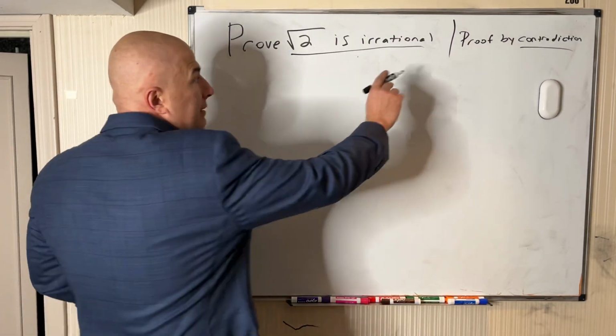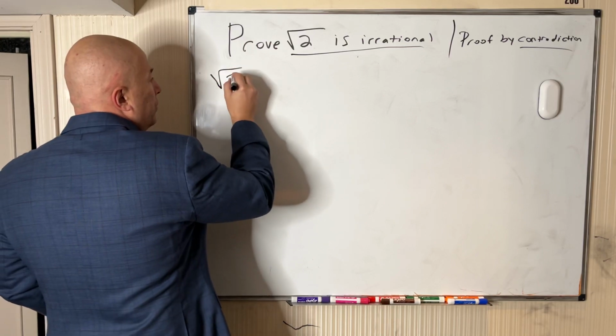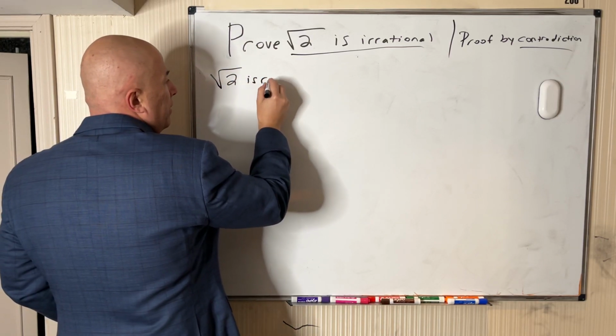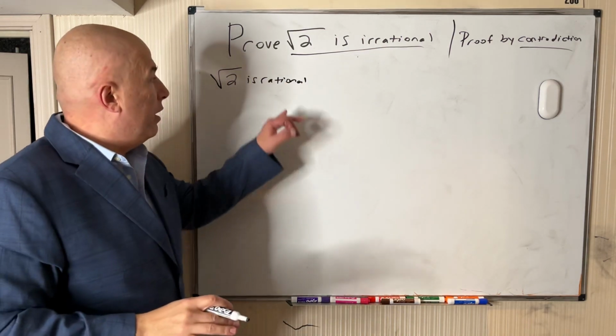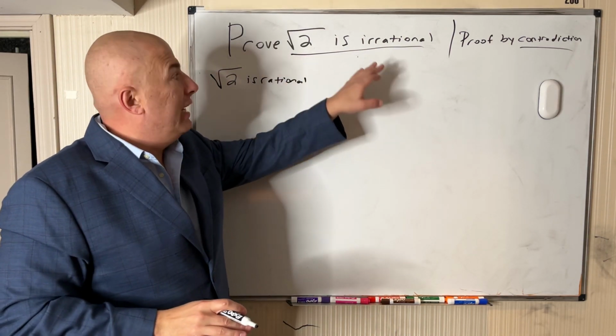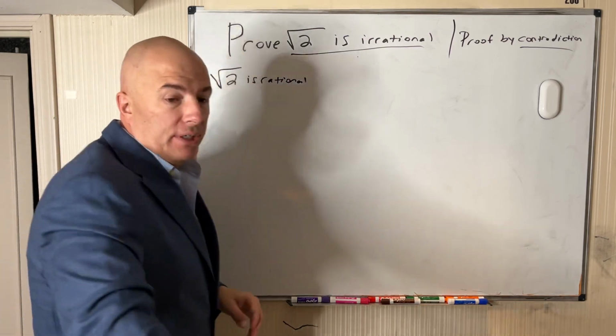So in this case, we're going to assume the square root of 2 is rational, which is the opposite of irrational. If a number is rational, it cannot be irrational. If it's irrational, it cannot be rational.